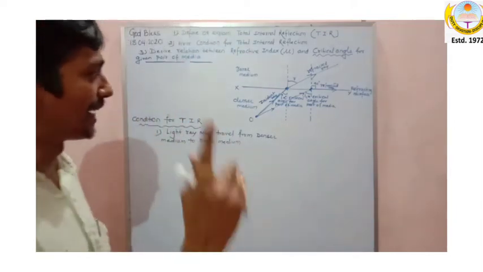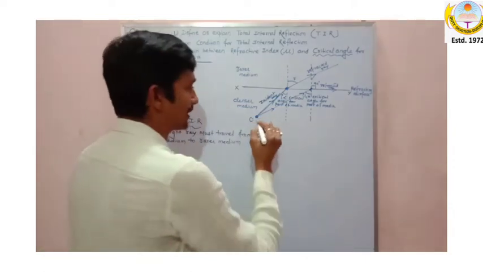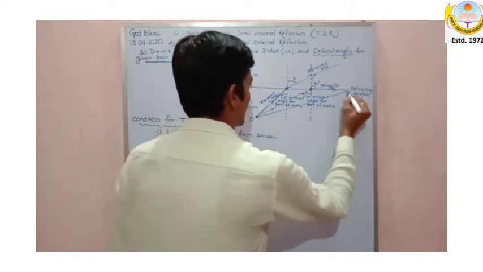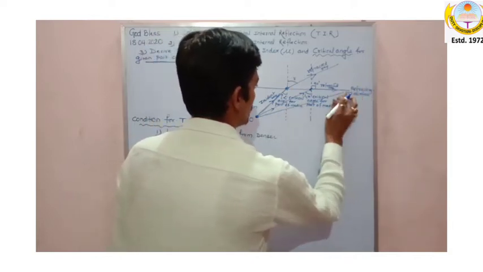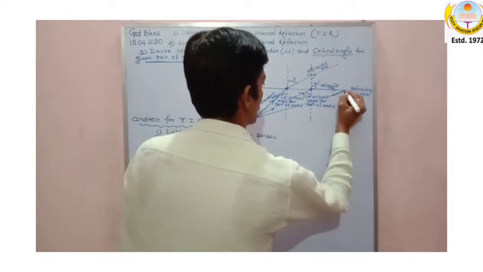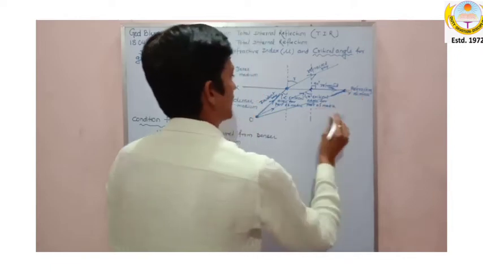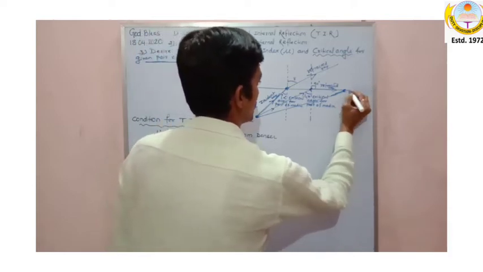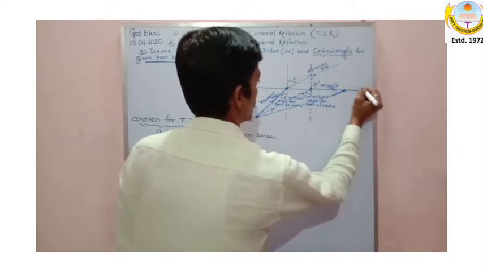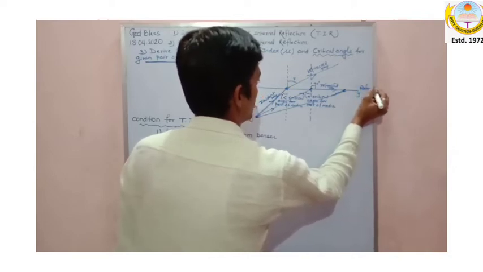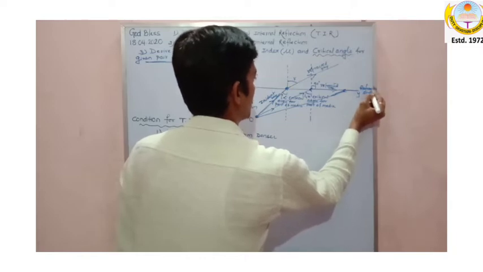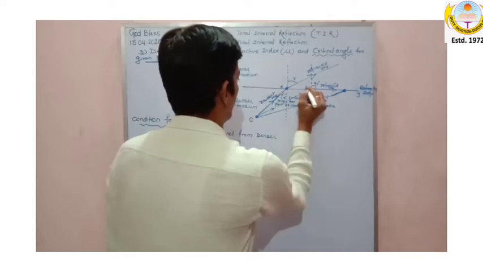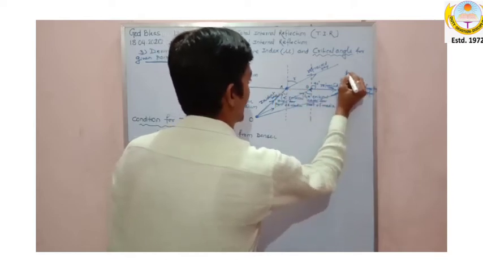Now look at the third diagram. The third diagram is the complete final diagram. In the third diagram the ray goes like this, and it will fall here on the surface. This is the refracting surface. This time it will fall here. I am writing point A, point B, and here it is point C, and this is the normal.